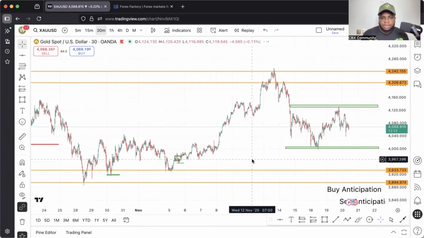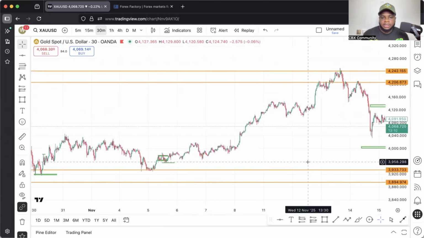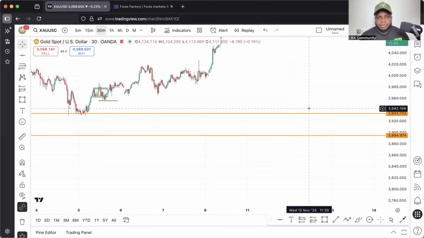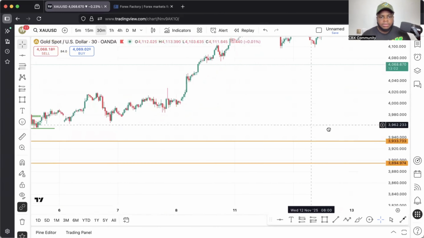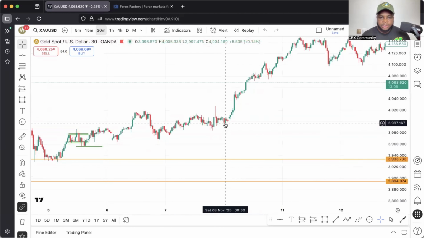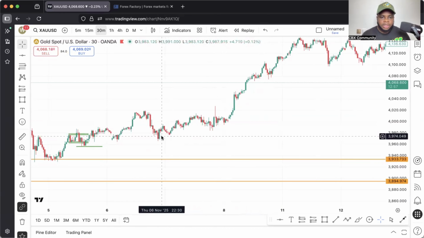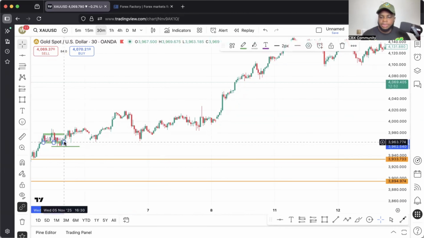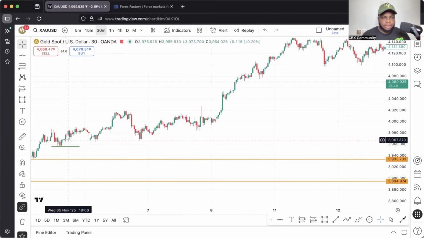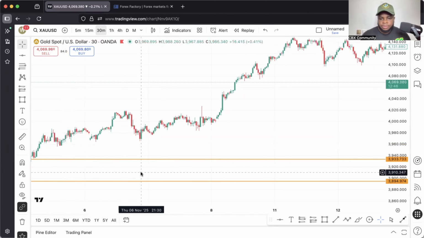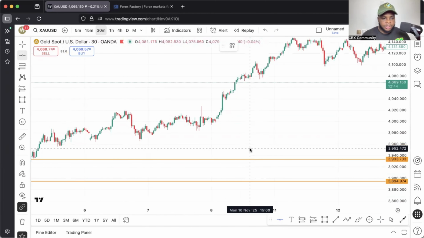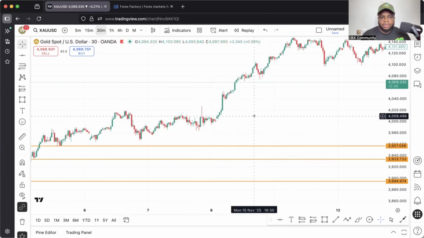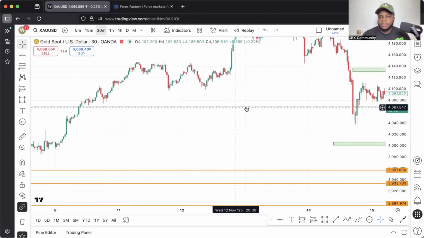Let's look at the left hand side. Looking at the left hand side, we have a minor support, a minor support, a minor support, and a support zone. We also have a support zone over here. Let me delete this. We have a support zone over here. We have a support zone over here. Let's go back to our chart.